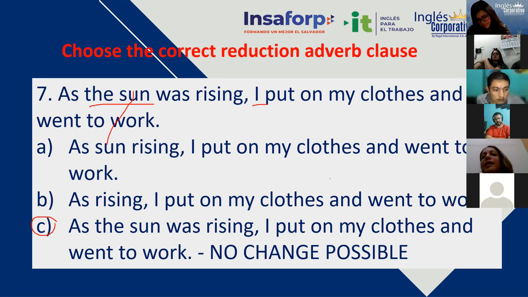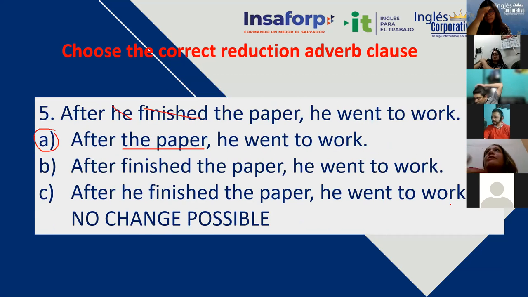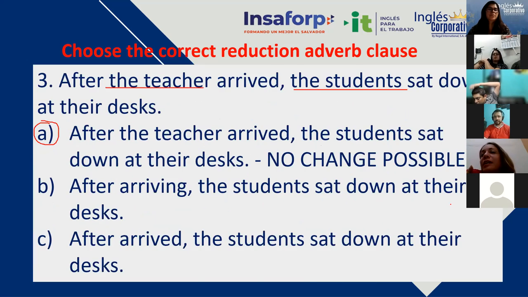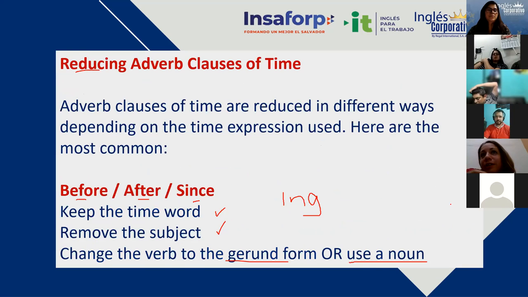I'm sorry, but I don't understand the rule for letter 5. In the paper, there is no option, we eliminate the option. Check this. You have to change the verb to the gerund form or use a noun. So it could perfectly be after finishing. After finishing the paper, but since they don't give us that option, we use the other.